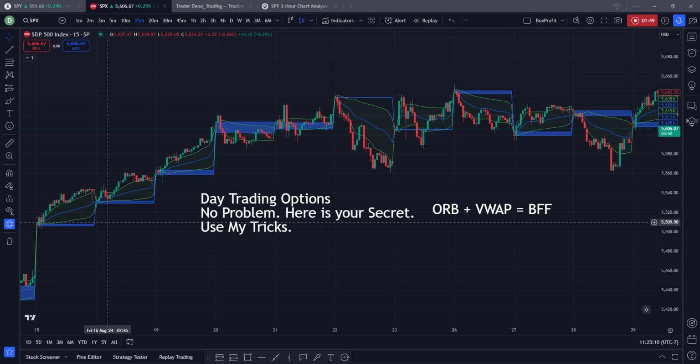But what we are looking at here is a 15-minute chart on SPX. And on this chart, what we see is that there are clear levels that are marked out.